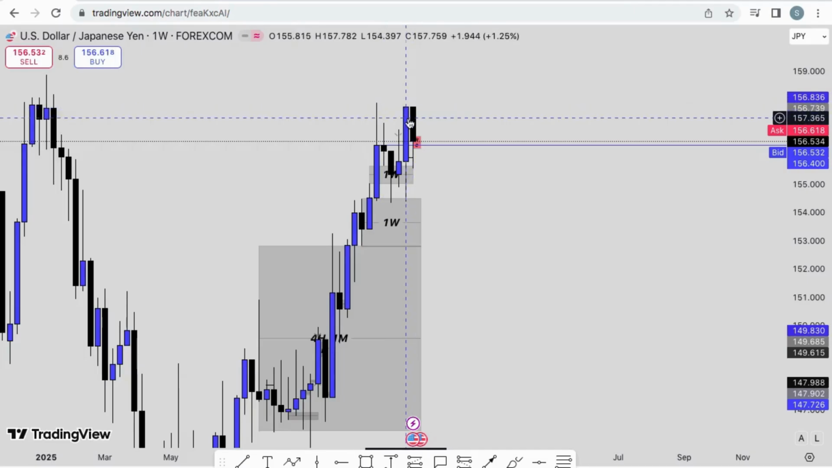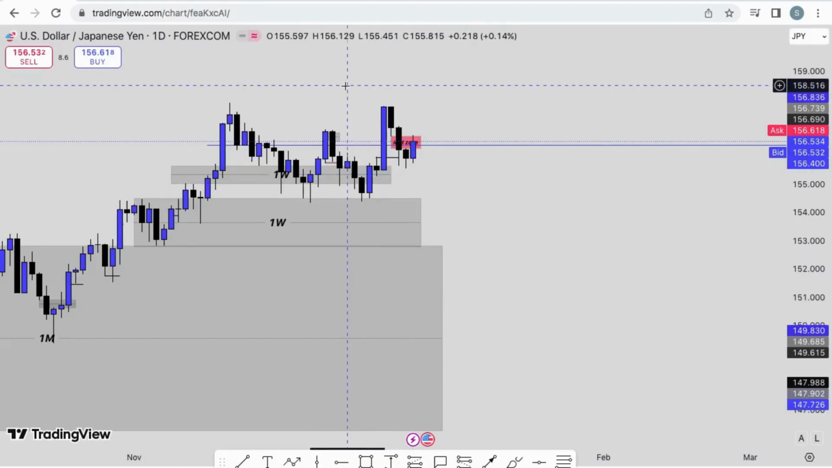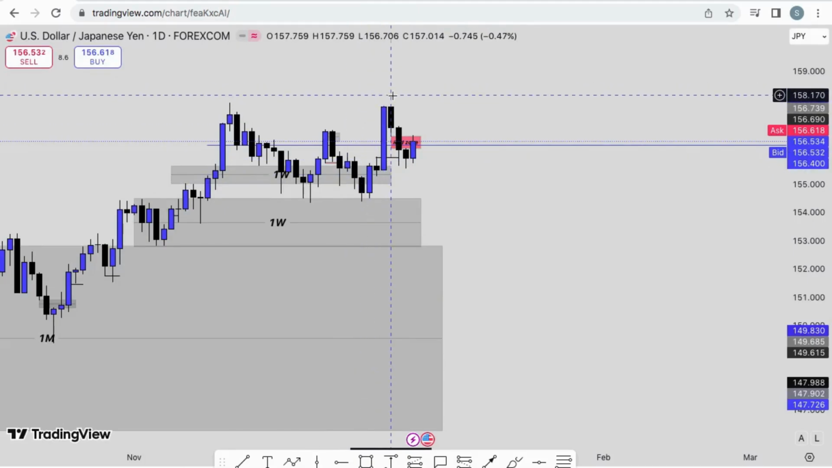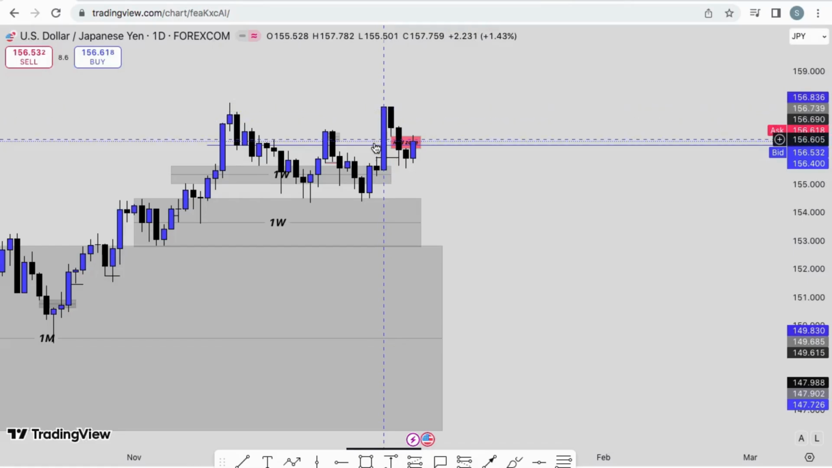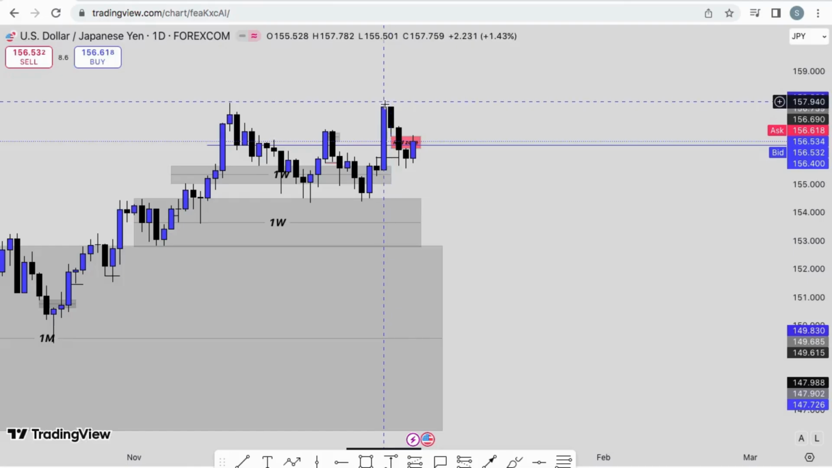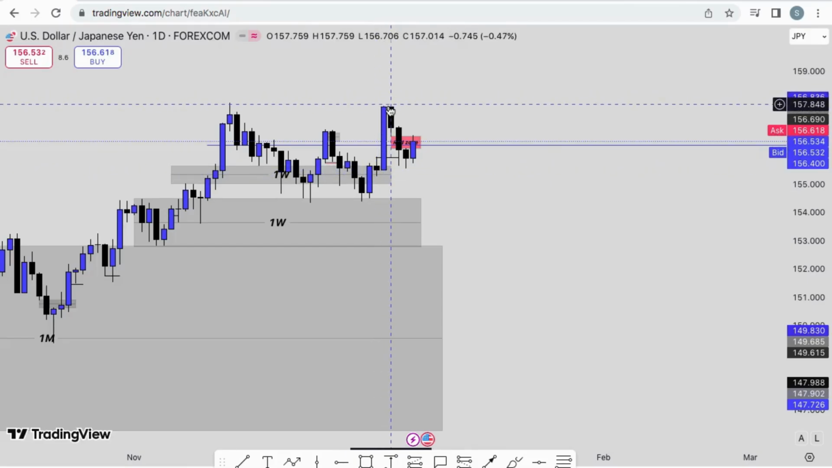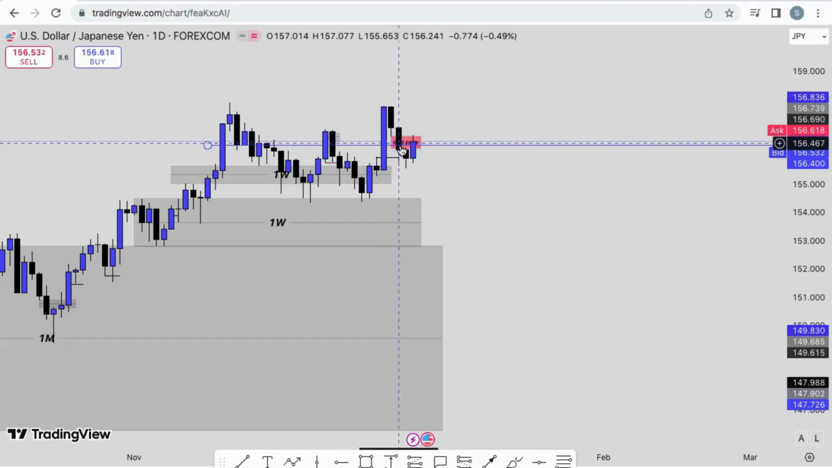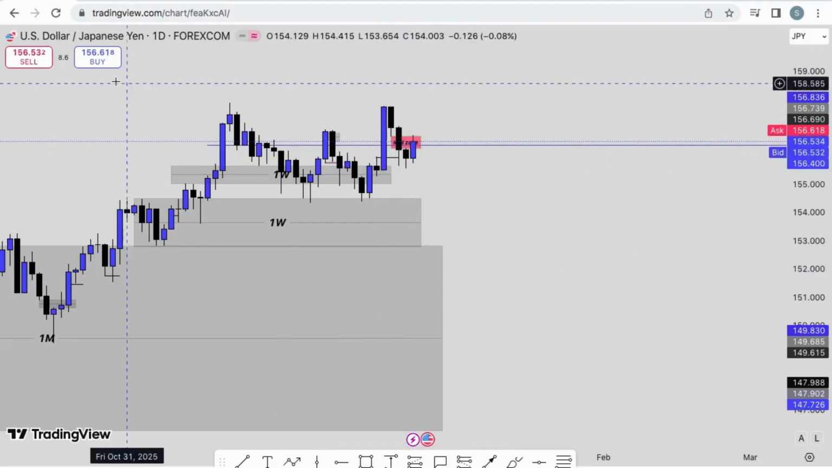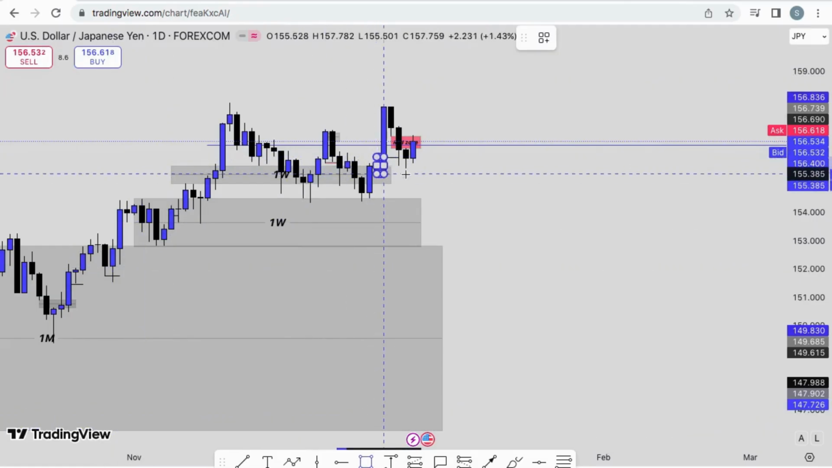So let's continue. Go down to the daily time frame and see what the daily is doing. Now, knowing the fact that the weekly candle has closed above this line here, we are waiting for, and it has formed, this order block on the daily time frame. So we are waiting for a reaction on the daily. So the market has come into this daily order block.